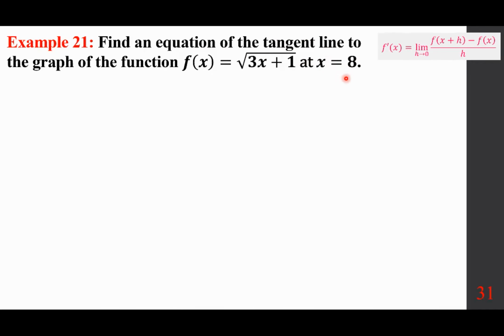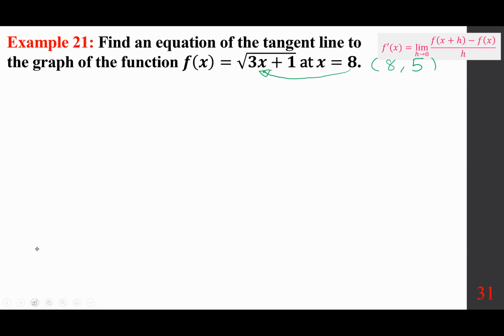Now, I want to make sure everybody understands, if I'm interested in finding the equation of a line, any line, you need two things. You need a pair, which means 8 comma what? If you plug in 3 times 8, 24 plus 1 is 25, and its square root is 5. So you have 8 comma 5. And you need the slope. So the slope, we're going to go through the process of finding it by definition.